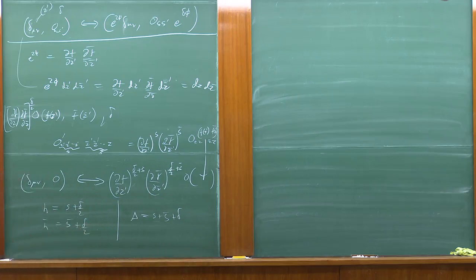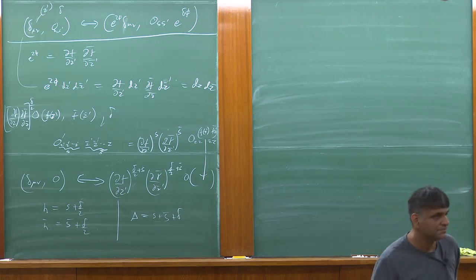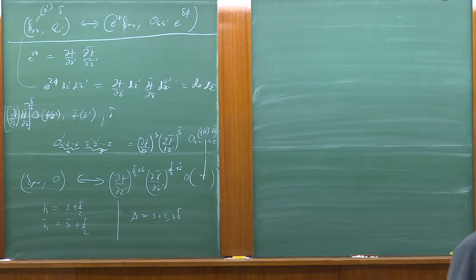So in the case that S and S bar were 0, the scale transformation was the same as the weight under Weyl transformations. When S and S bar is not 0, there's a small change. Okay? So in particular, as we will see in examples, the stress tensor has a weight 2. It also has spin 2. So this formula is about the analytic part of the stress tensor, the ZZ component.